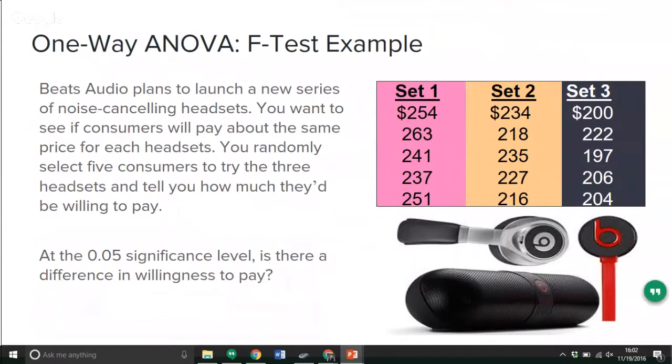So what we want to see is whether at least 2 population means differ. It could be between set 1 and 2, between set 2 and 3, or between set 1 and 3. If we had 4, it could also be between set 2 and 4, 3 and 4, and 1 and 4, right? We want to see if there's at least 2 population means that differ from each other significantly.